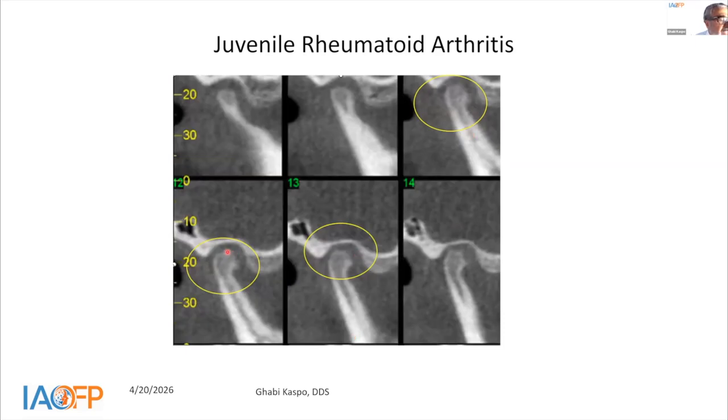See how fuzzy the condyle is. So this really gives us a hint that we should further investigate the patient's symptoms. So we need to send the patient for further testing. Usually, as I said, if I have any positive indications of juvenile rheumatoid arthritis or juvenile idiopathic arthritis, I'll send the patient to a pediatric rheumatologist.